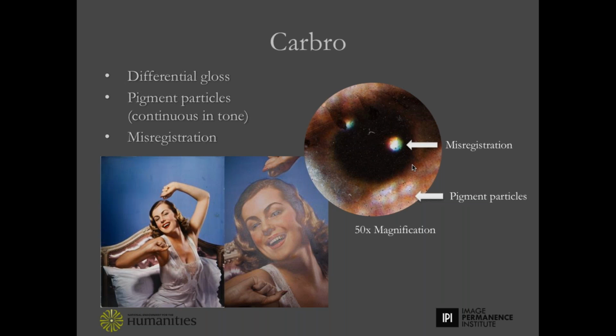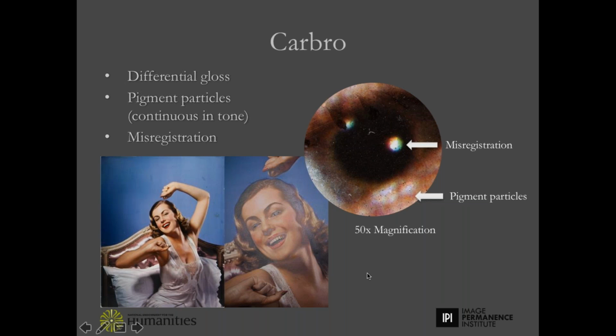Some of our key identifying features include this differential gloss. Because of the way in which the image is formed through the selective hardening of gelatin, the gelatin is thickest in the shadows. So this produces differential gloss, where the shadows are glossier than the highlights, which we can see here.